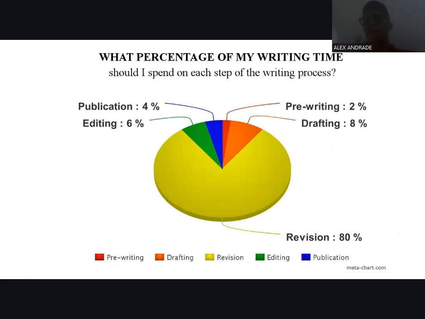Publication 4%, muy poco. Editing 6%, también muy poco. Pre-writing 2%, 2% de pre-writing. El drafting 8%, 8% de drafting. Y el revision 80%. ¿Ok? El 80% de nuestro texto nos lo vamos a gastar en revisión y corrección.